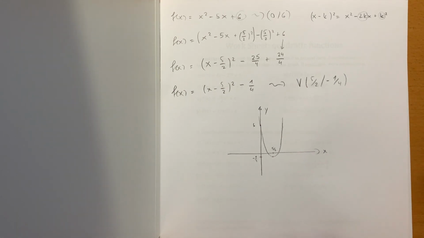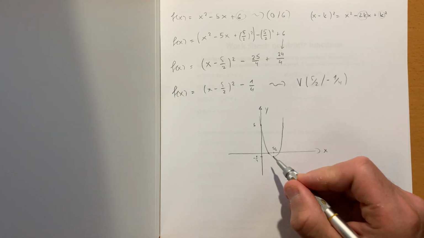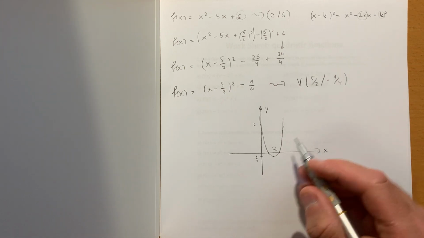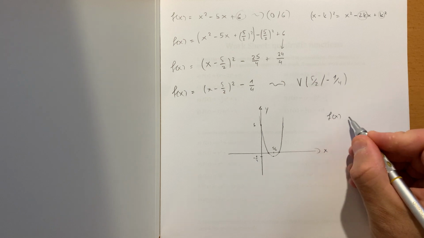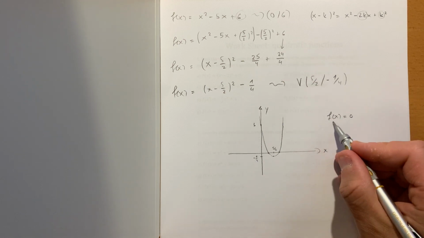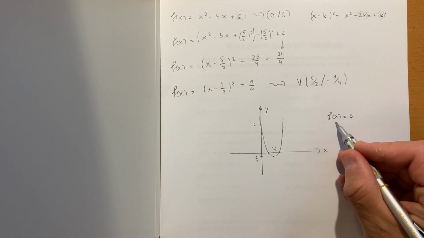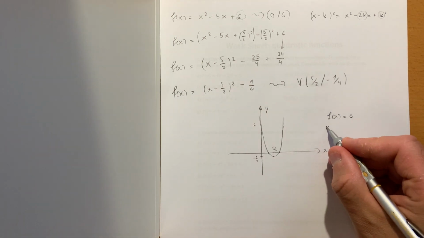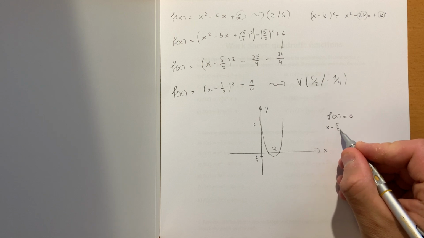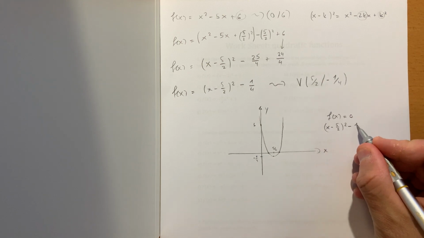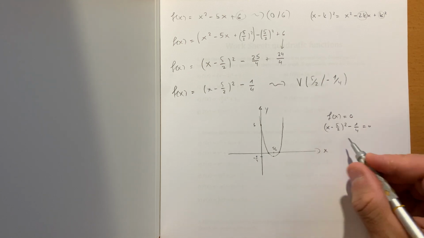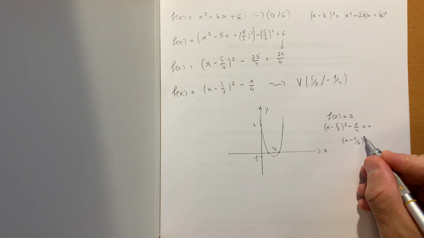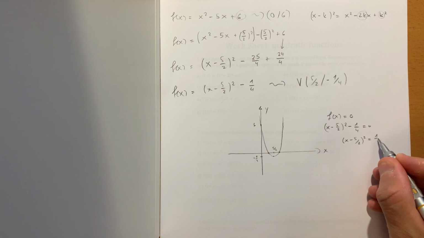Now, if you wanted, you could work out the zeros. So let's do this in this case. The zeros are, in fact, the answer to this question: for which x is f of x equal to 0? So we're going to set this equal to 0: (x minus 5 halves) squared minus a quarter equals 0. First, we're going to add a quarter on both sides.